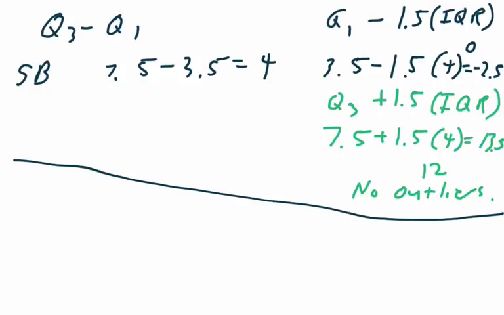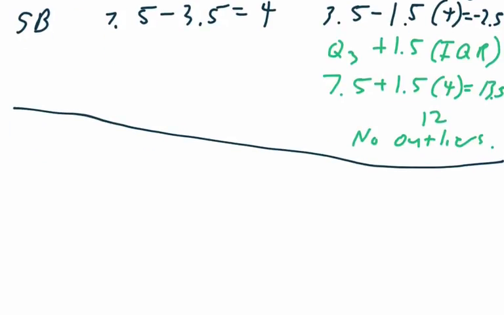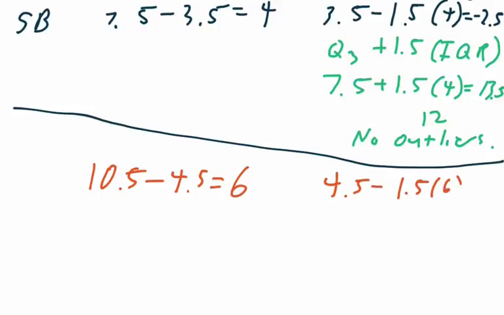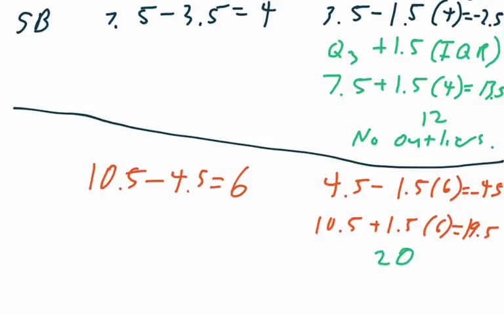Now we're going to do the exact same thing for Millbrook. So for Millbrook, I do 10.5 minus 4.5, which is equal to 6. Now once again I'm going to do Q1, which is 4.5, minus 1.5 times 6, which equals negative 4.5. And then I'm going to do 10.5 plus 1.5 times 6, which is 19.5, which means that the maximum of 20 is an outlier.